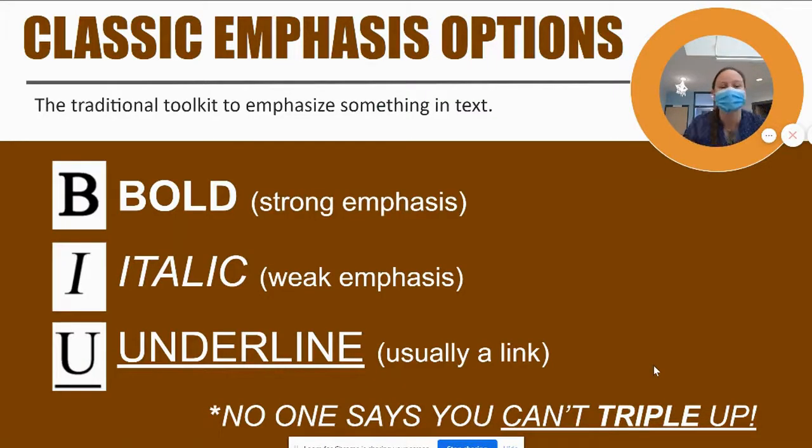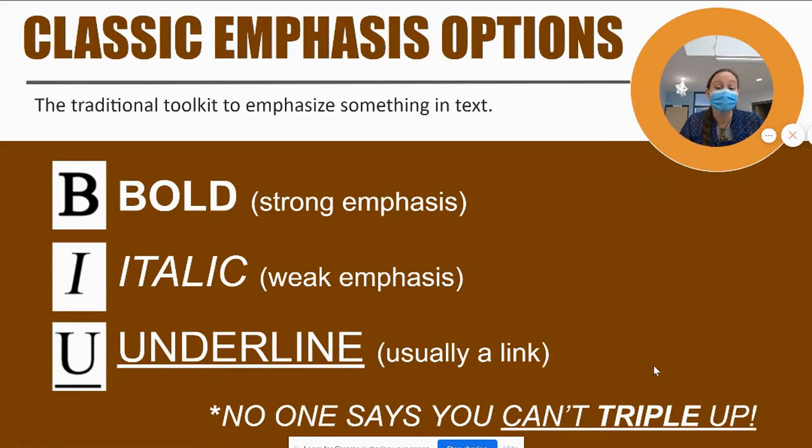The classic toolkit. Classic emphasis options. The traditional toolkit to emphasize something in text is as follows: bold, italic, underline. And no one says you can't triple up and use all 3 at the same time. Now, bold is your strong emphasis. Italic is your weak emphasis.